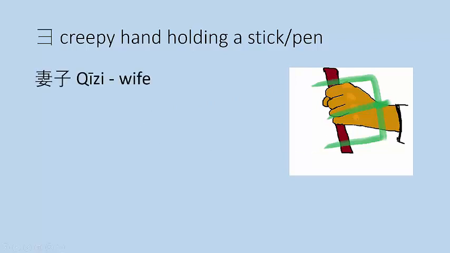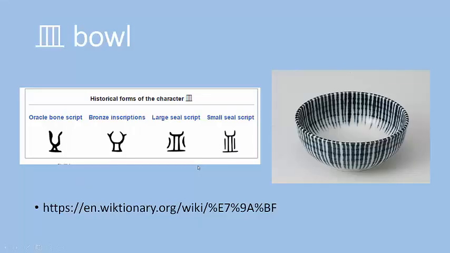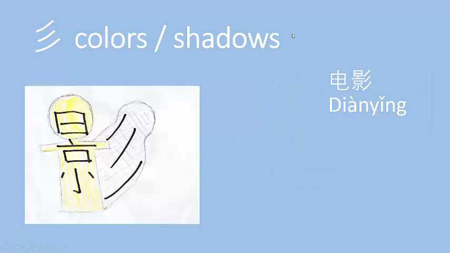We've seen this before in qi, where it's the woman holding the broom, or li shi, the lawyer, the hand holding the pen, making the laws. We're going to see a new radical, the bowl radical, or container radical. You can see how in the past it looked like a bowl and has gradually changed to not look like a bowl. We're also going to see the colors or shadows radical.